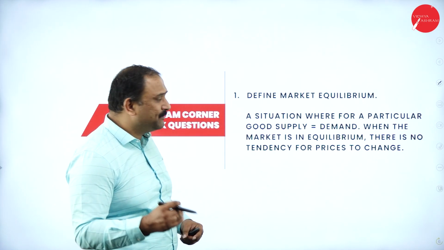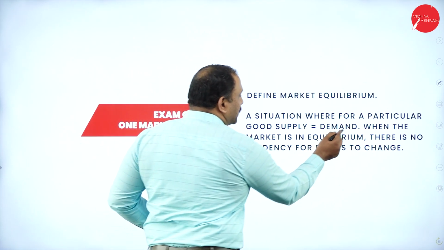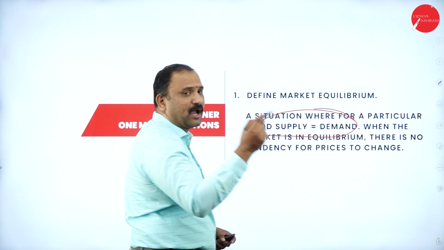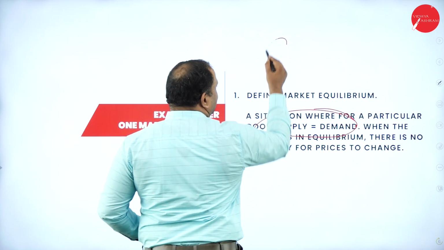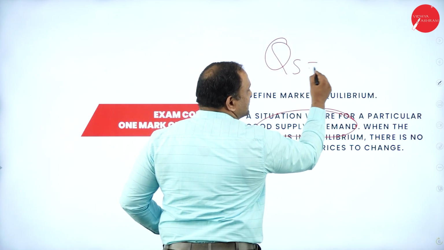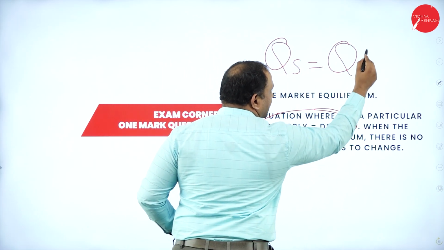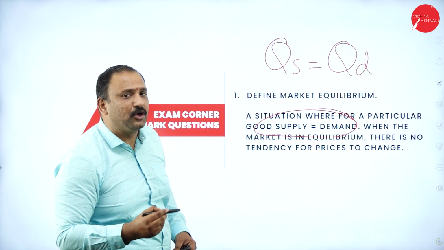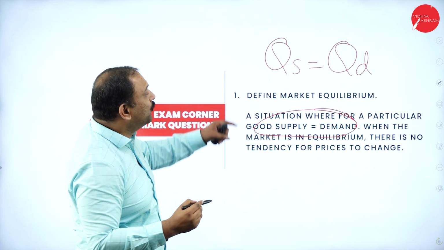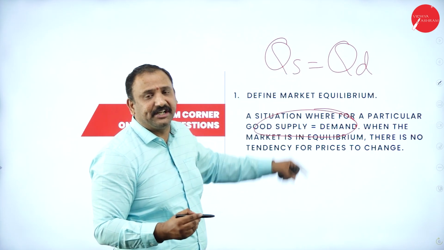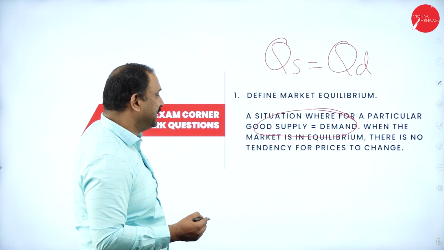Define market equilibrium: a situation where the good supply meets the demand. So I would always say this factor is something like this: QS is equal to QD. That is, quantity supplied is equal to quantity demanded. When you are able to meet this condition, we call it market equilibrium.